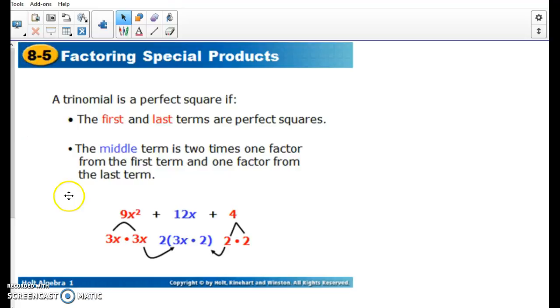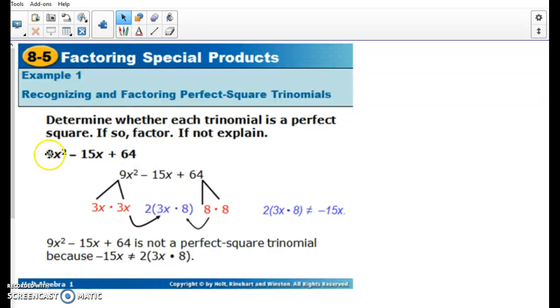Alright, so looking at this problem, 9x squared plus 12x plus 4. 9 is a perfect square because you can do 3 and 3. 4 is a perfect square because you can do 2 and 2. But then you also have to make sure that when you're making the parentheses for your FOIL, they still do equal 12x.